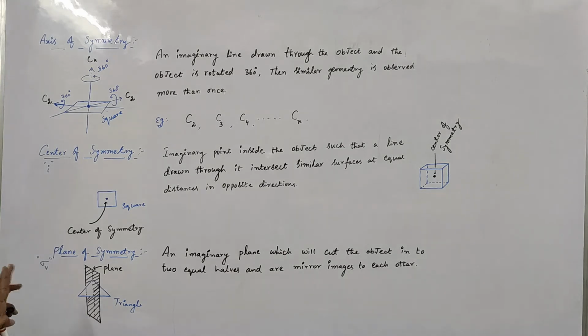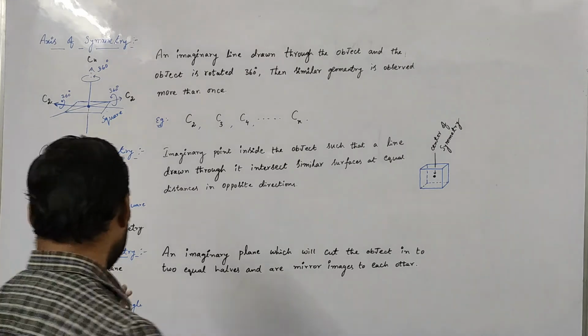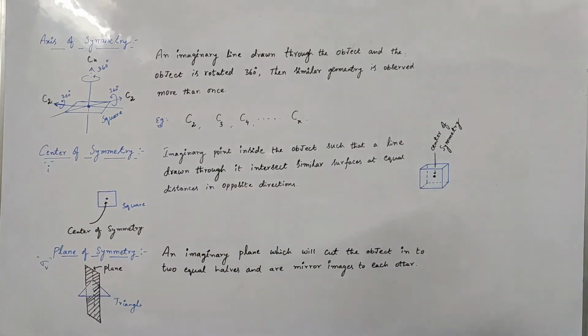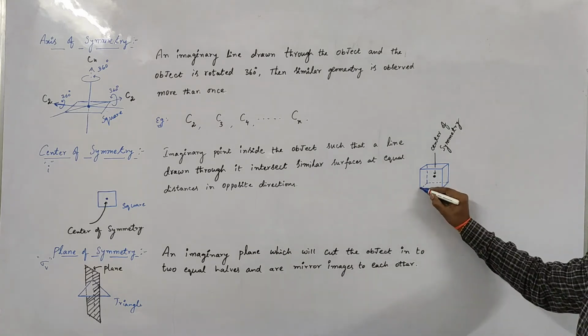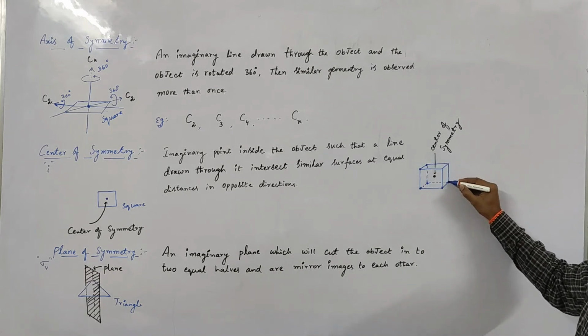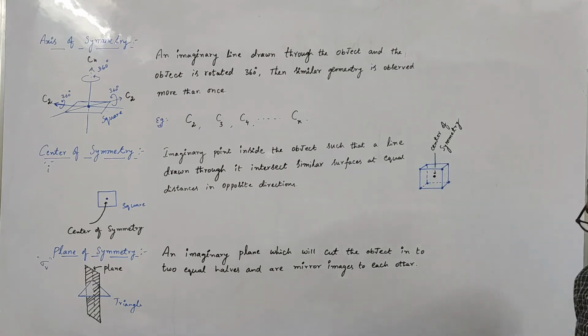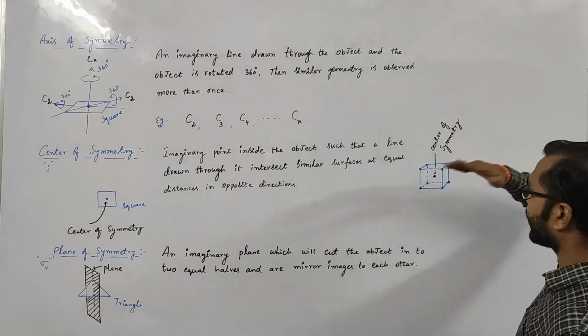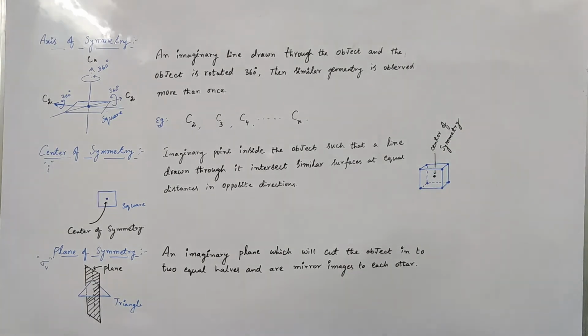Like this. Right? So we call that a plane of symmetry. If I consider a simple cube, how many planes of symmetry are possible? 4 planes of symmetry. We call them rectangular planes of symmetry.